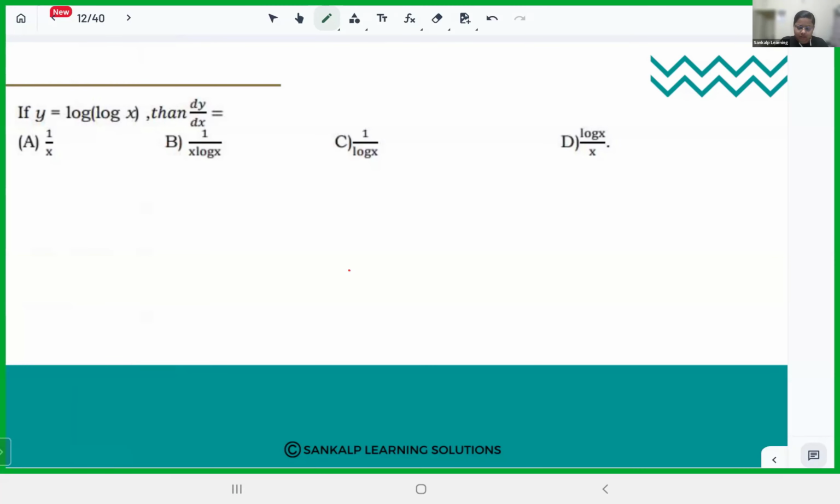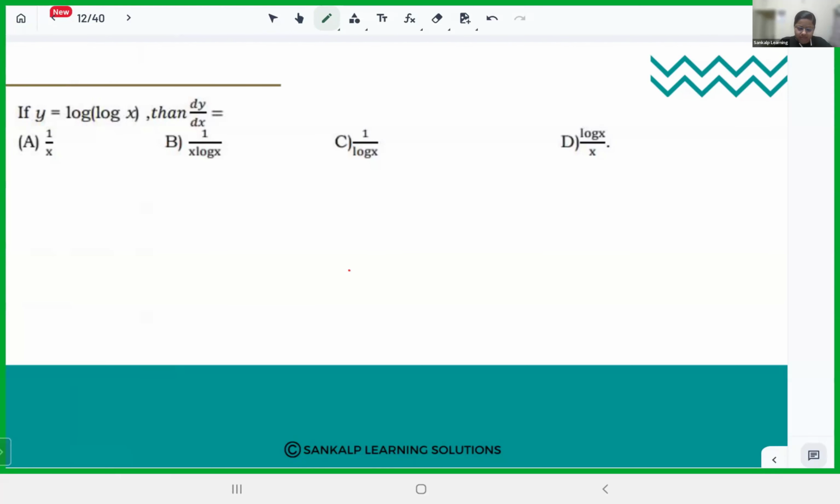Okay, so this is our first question. That is, if y equal to log of log x, then find dy by dx. Okay, so in this chapter we'll have a total of 17 mark questions. There will be three questions from the 1 mark section. That is, one will be the fill in the blanks and two questions will be MCQ.